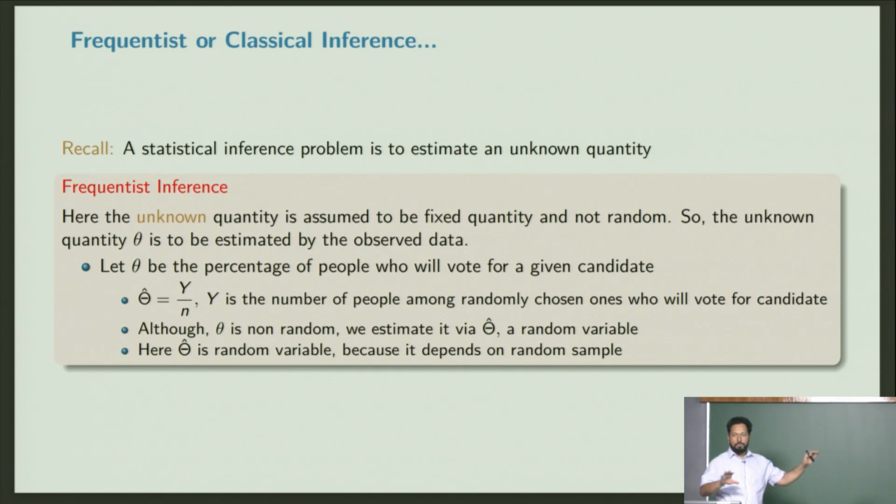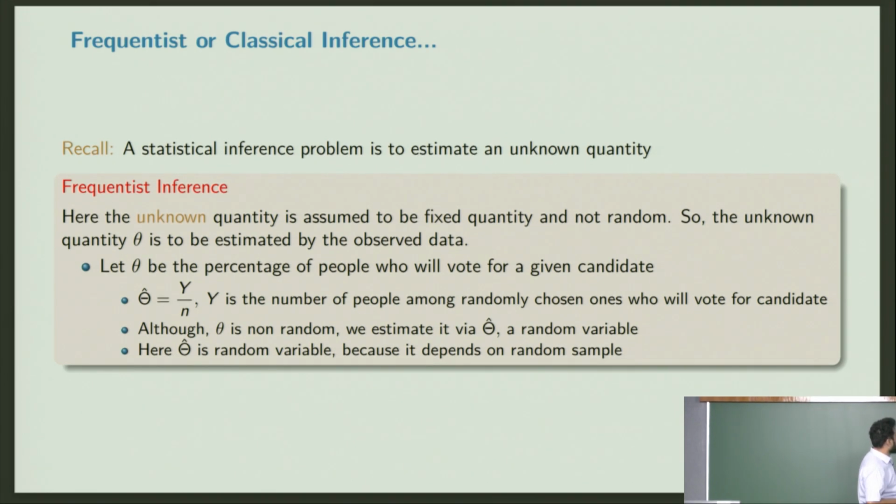Now broadly, statistical inference is divided into two major classes. One is called frequentist inference or classical inference, and one is called Bayesian inference. We'll try to get an idea about both. In frequentist inference, the unknown quantity is assumed to be a fixed quantity. We assume that it's not random. What we are going to estimate is not a random quantity, but the way we estimate it, we may be estimating that quantity via some random variable. So there is a slight difference: the quantity that we want to estimate is not random, but our approximator may be random.